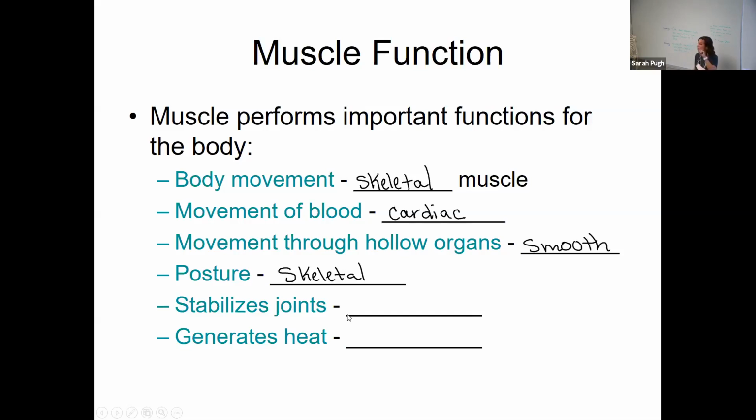Now this one we just talked about in chapter 8. It is the most important thing for joint stability. Which one stabilizes your joints?